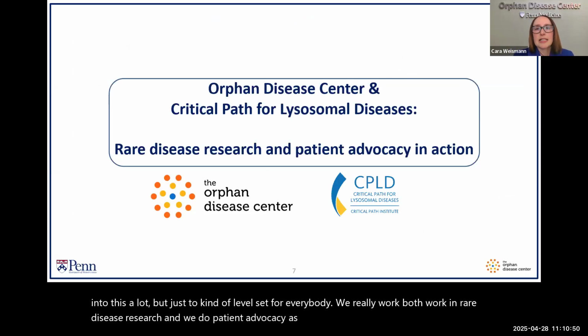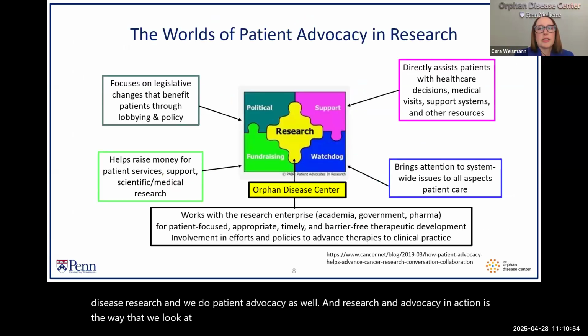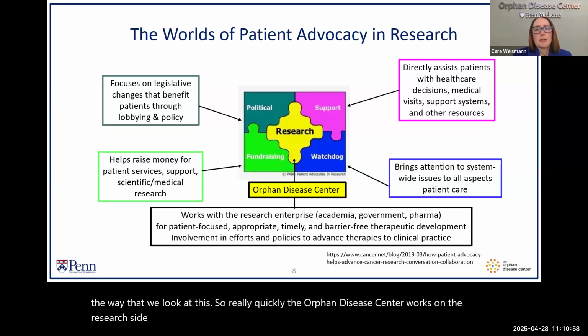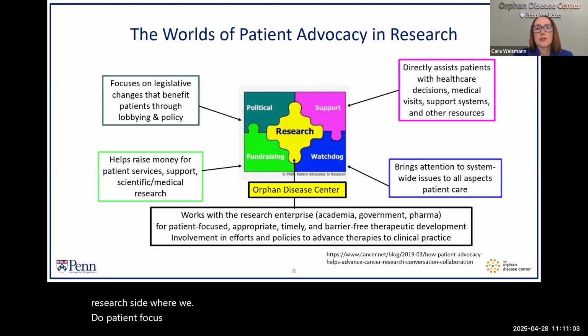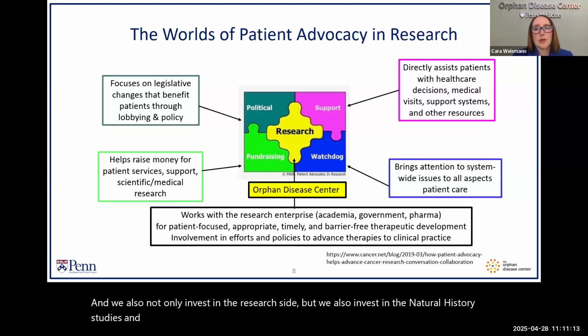Research and advocacy in action is the way that we look at this. So really quickly, the Orphan Disease Center works on the research side where we do patient-focused, appropriate, timely, and barrier-free therapeutic development. And we not only invest in the research side, but we also invest in the natural history studies and registries associated with these areas. So this is what brings us to the table today.